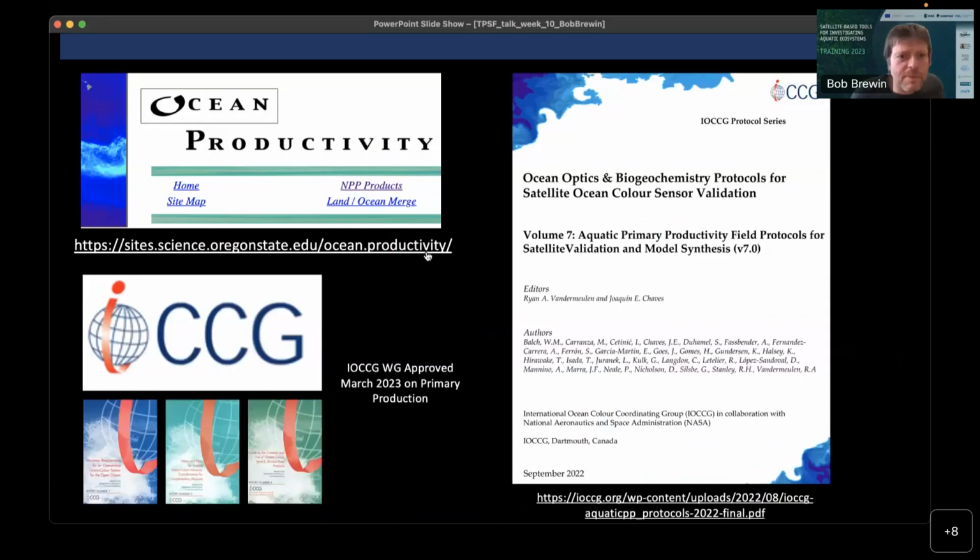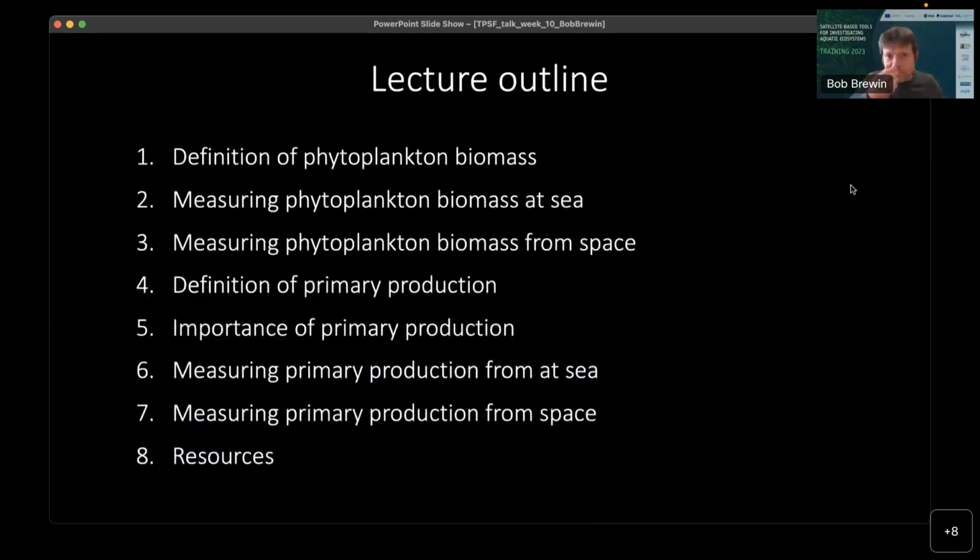Also, some other resources here. NASA run a site on ocean productivity, which has some other primary production products. Again, really encouraging you to go and look at this in situ aquatic primary production field protocol series. It's really excellent. And there's a link directly down there on the resources button. And also just to let you know that we've recently had an IOCCG working group approved in March 2023 on primary production. And so we hope to be producing one of these nice IOCCG reports in the coming years on primary production. So that's it for the lecture.